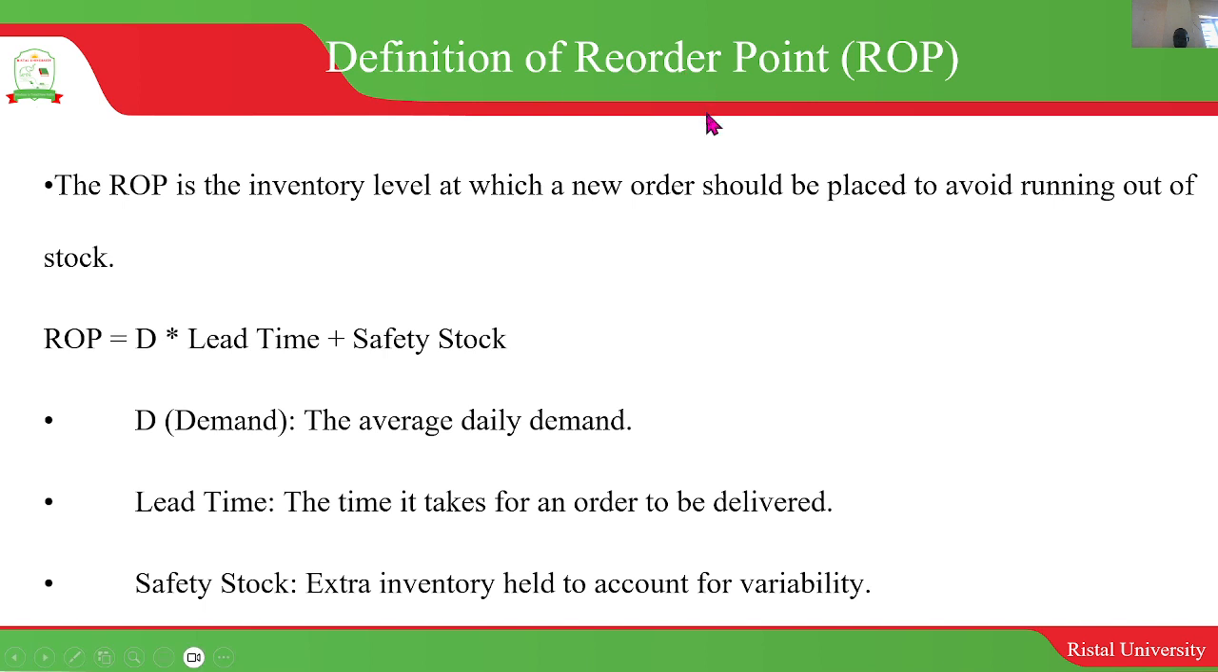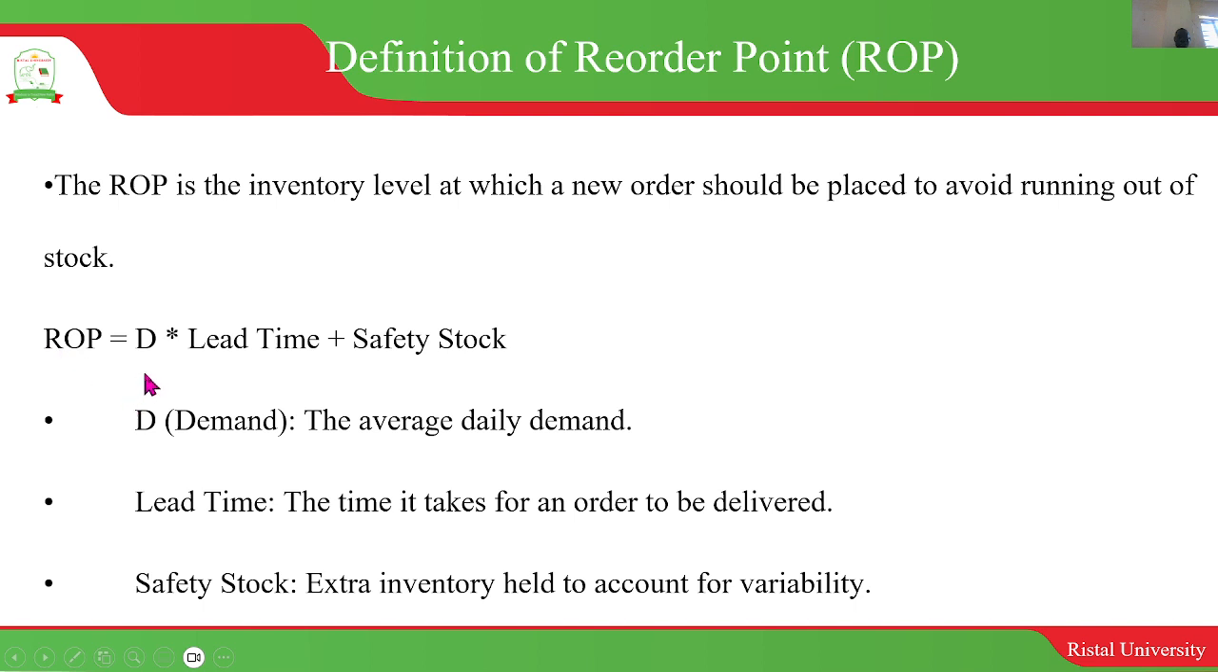Let's look at the ROP, which is the reorder point. We said by definition, the ROP is the inventory level at which a new order will be placed to avoid running out of stock. So this one basically refers to that point at which you are supposed to place a new order. Otherwise, if you miss it, based on the current consumption, perhaps you might run out of stock. So it is something always critical to stay on top of.